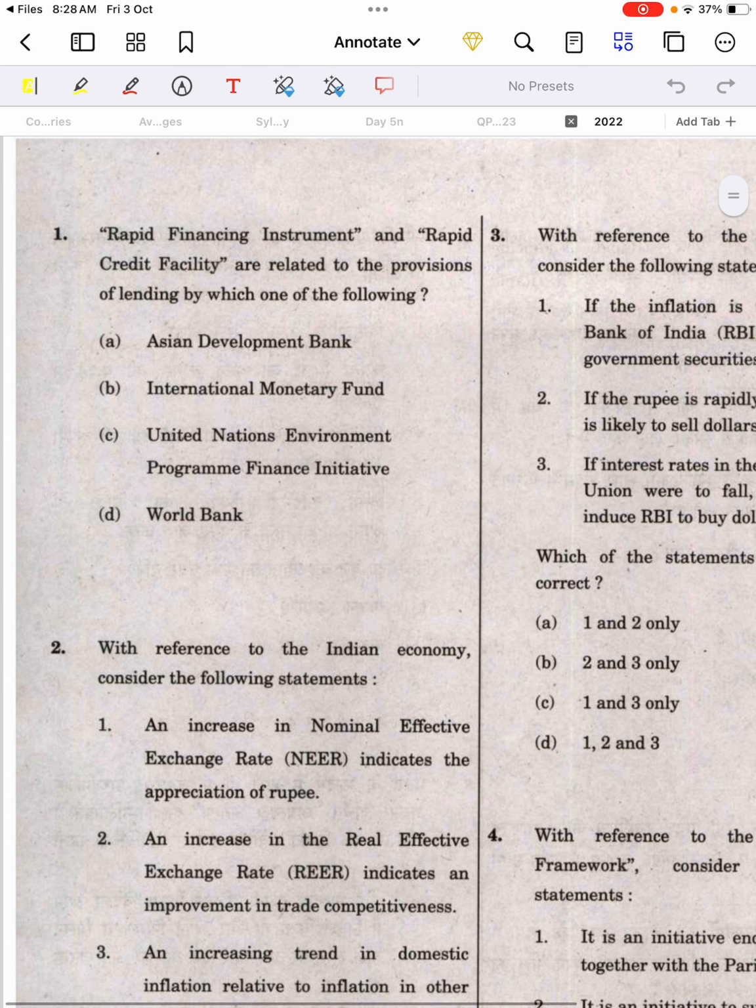Good morning, all. Let's learn some elimination techniques today. The first question is from the 2022 question paper.